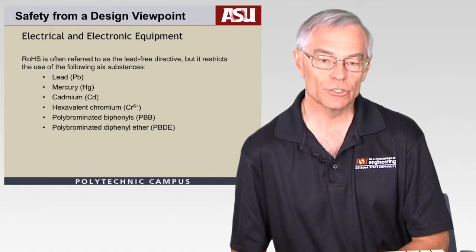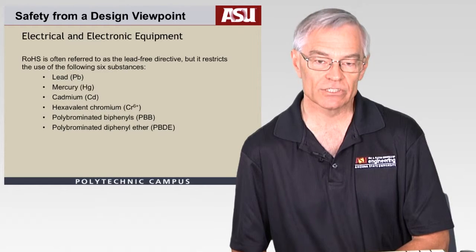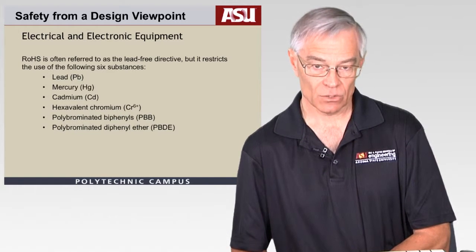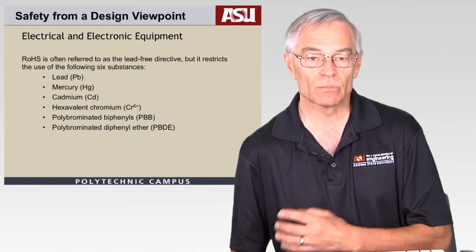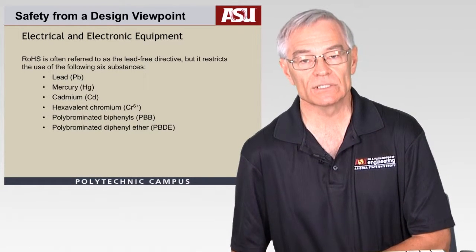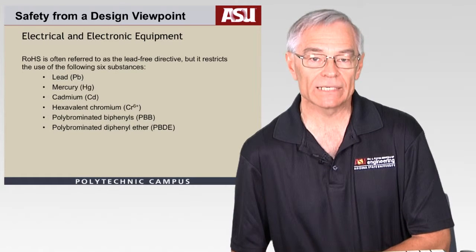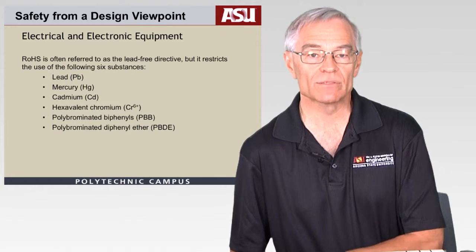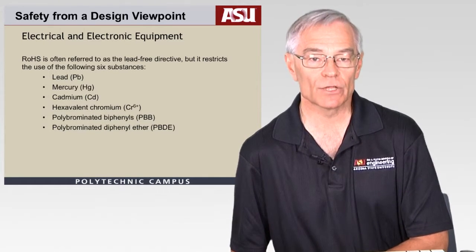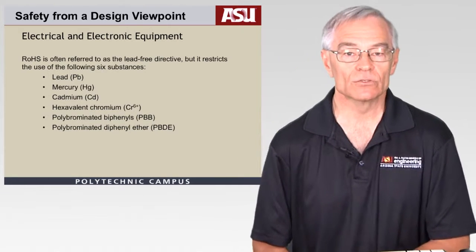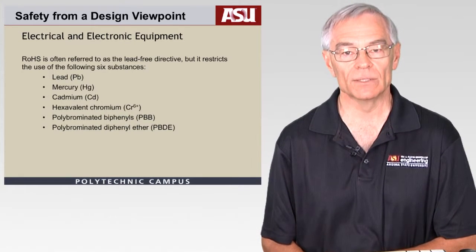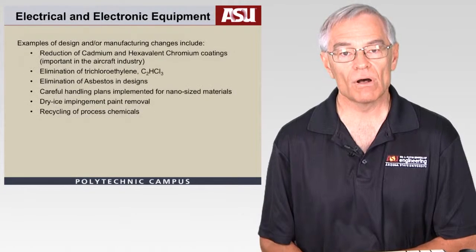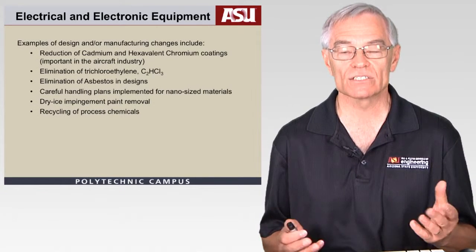When I was young, lead was not known to be as hazardous as we now know it to be, and so it was involved in a lot more processes. The guideline was about getting rid of not just lead, but also these five substances: mercury, cadmium, chromium, and those other two sets of chemicals, which I won't try to pronounce. But these are all impacting different industries now.